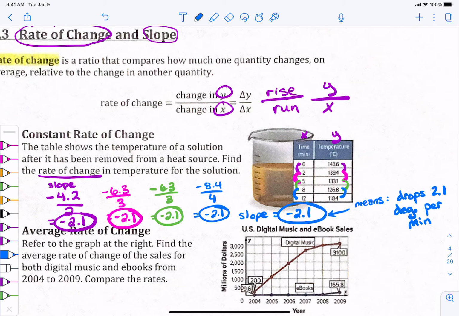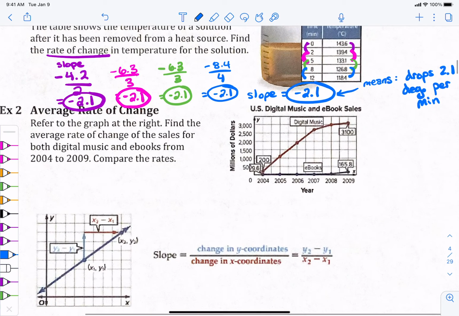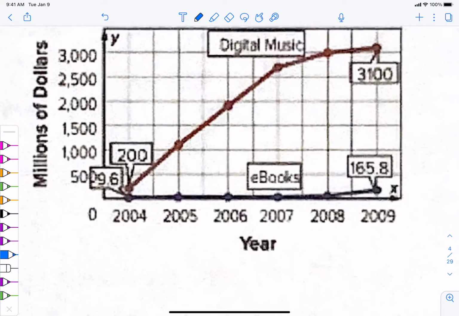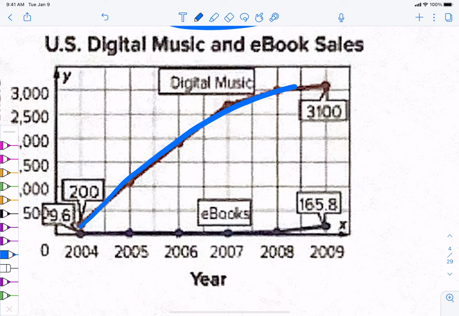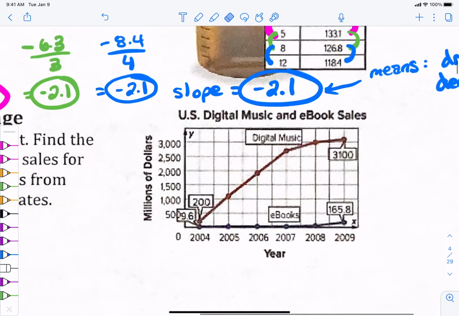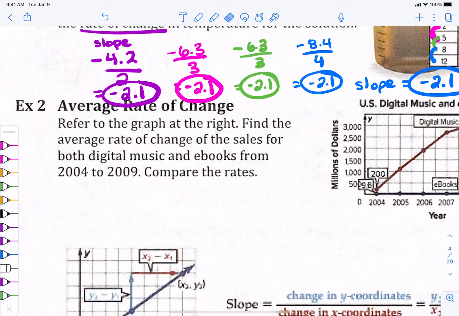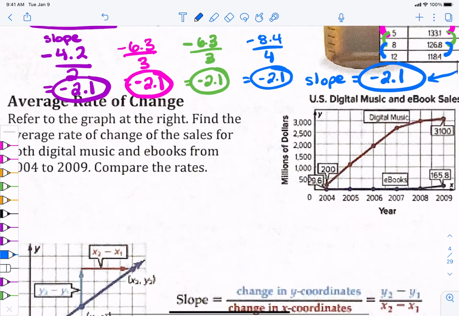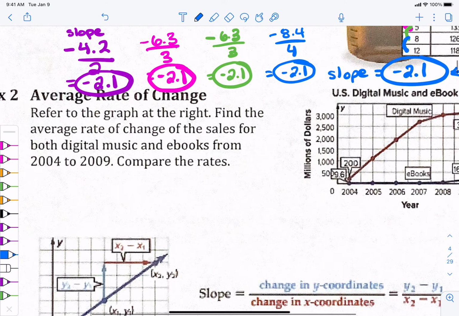Now we're going to look at average rate of change for 2 different lines. Can you see these 2 different lines going on here? You have this red one, and then we have this blue one here. Okay, so we're looking at those rates of change, and we're going from the year 2004 to 2009. The first one that we're looking at is digital music. It says we're looking for both digital music and ebooks. So I'm going to put digital music here, and I'm going to put ebooks over here.